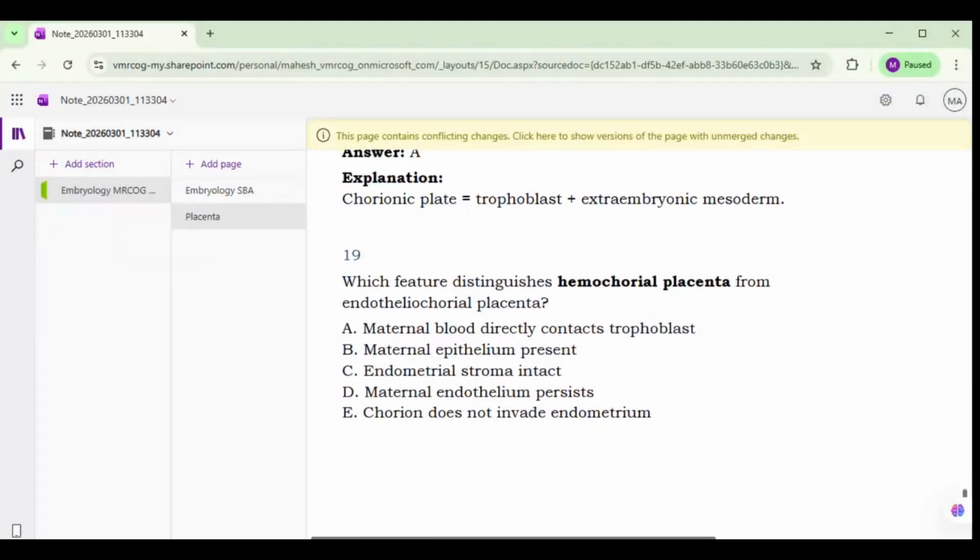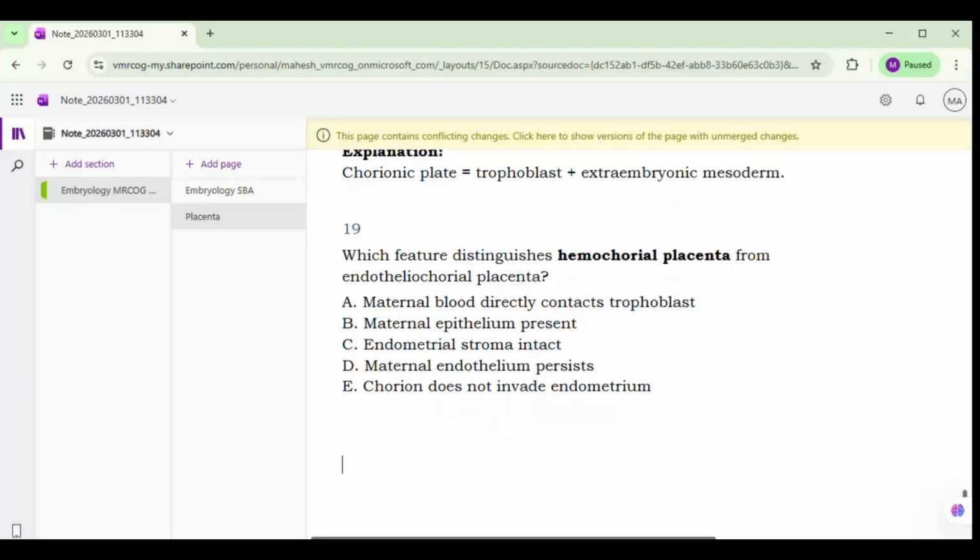Next. Which feature distinguishes hemochorial placenta from endotheliochorial placenta? Maternal blood directly contacts trophoblast. Option A only. Yeah.